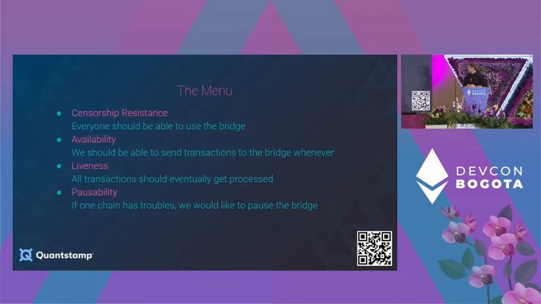On the other hand, sometimes we also want pausability. Because if one of the chains is in trouble, there is a hack there, or the bridge itself has problems, then sometimes it really helps when we can stop the time, when we can freeze everything and do some crisis resolution or something like that, right?